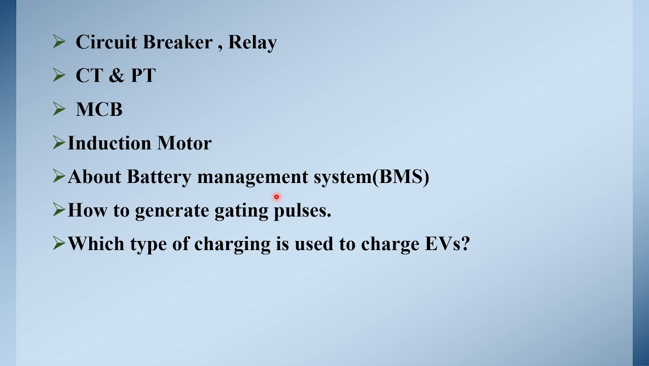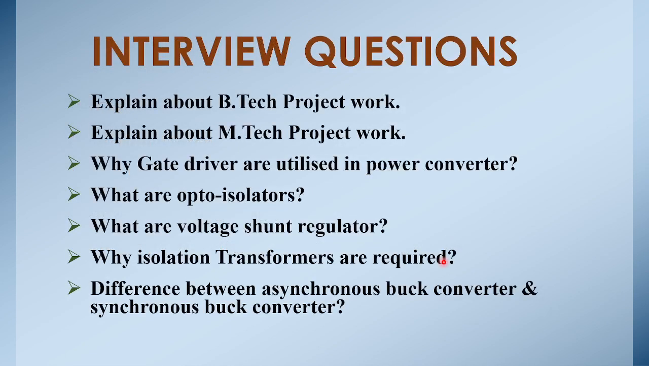And then they asked which type of charging is used to charge EVs. Actually, there are two types of charging: constant voltage charging and constant current charging. So they asked what the types of charging are, which one is more preferred and why. Why do we prefer constant current and why do we prefer constant voltage? You have to tell the answers about its working. These are the questions they asked. I hope I have shared everything.